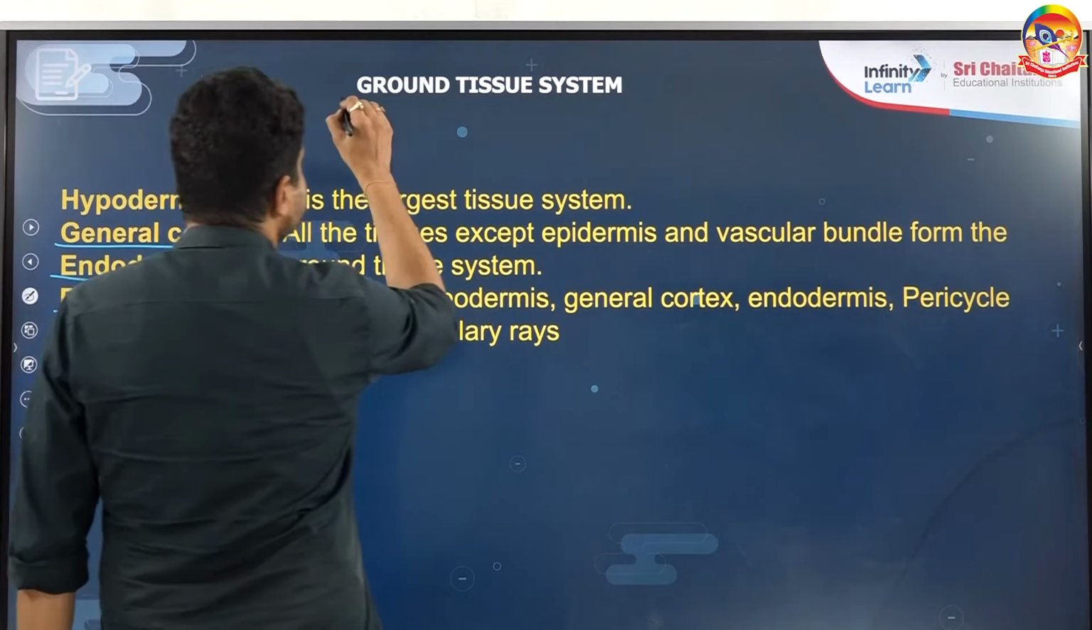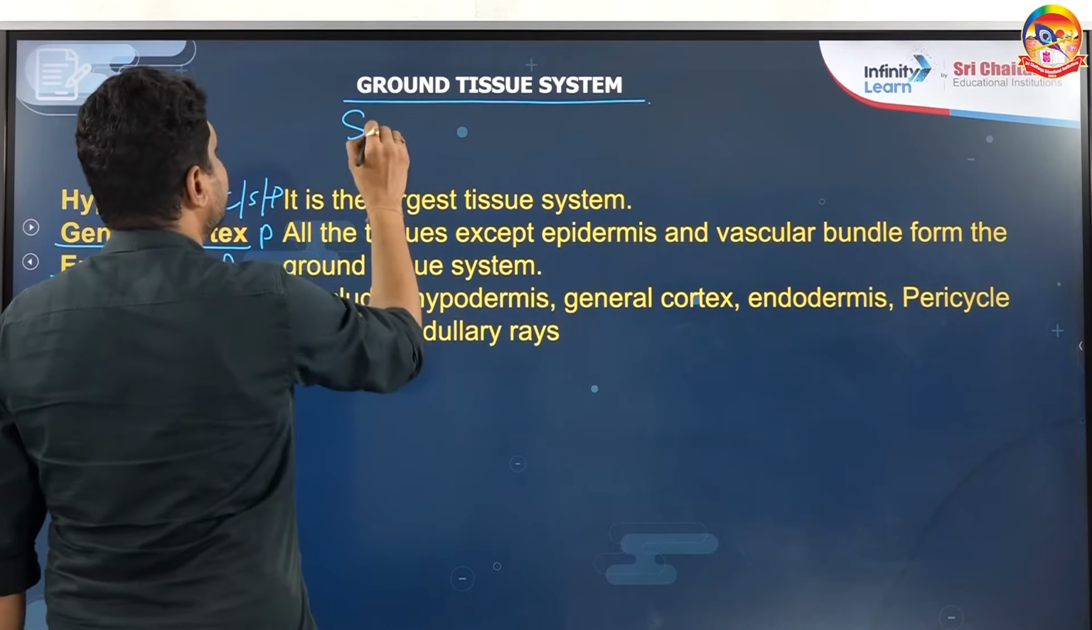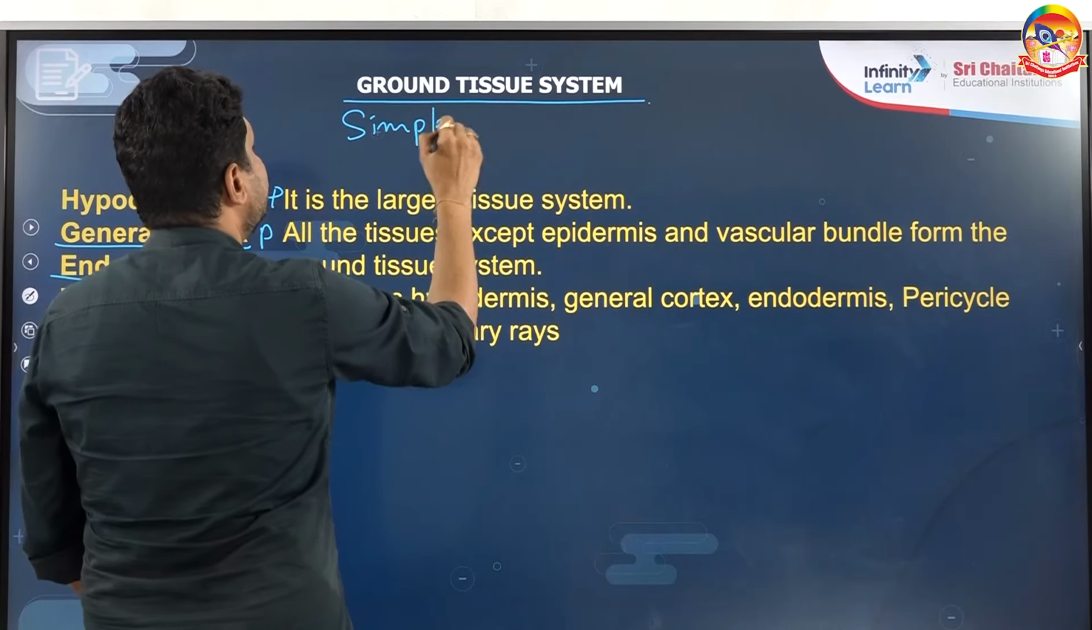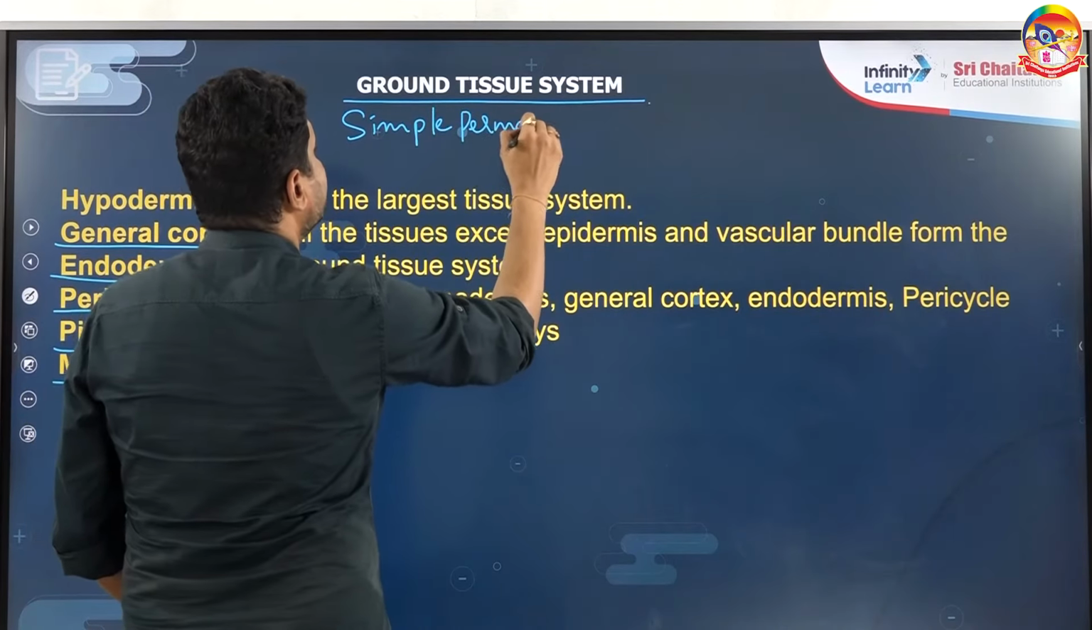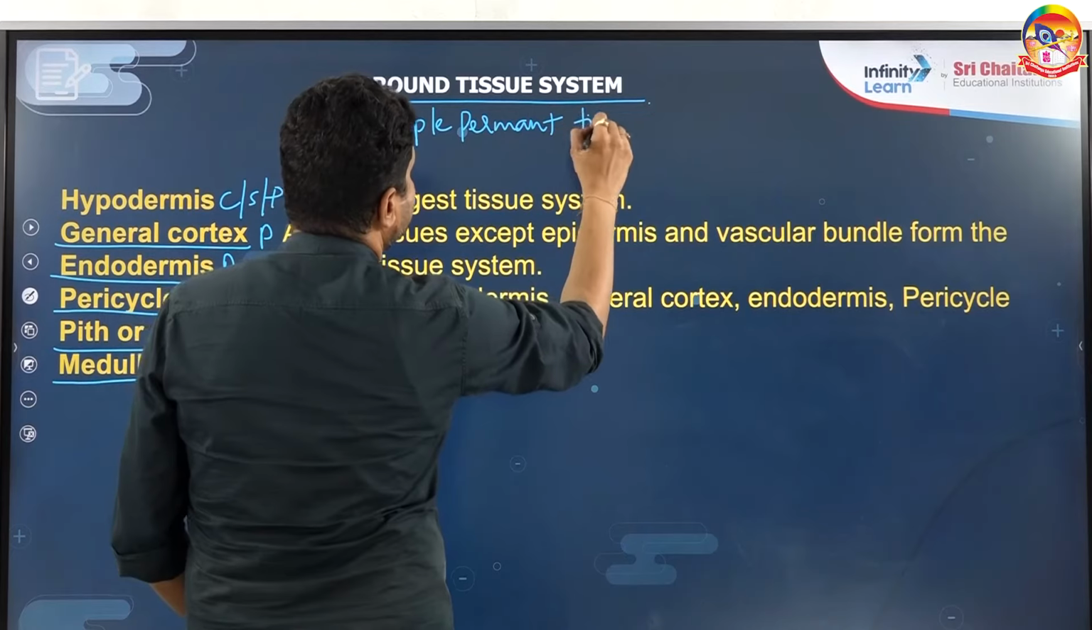Ground tissue system is made up of simple permanent tissue.